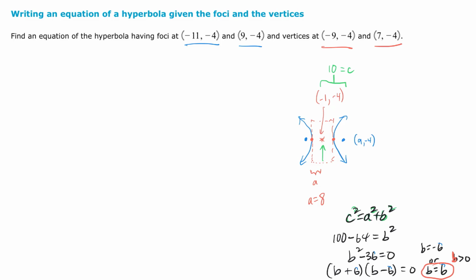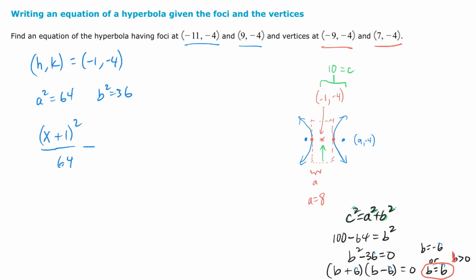Well, we know the center. Let's write all the information down. HK is equal to -1, -4. We know A squared. A squared is 64. And we know B squared is 36. And we know that it opens left and right, so the A squared is underneath the X. So X plus 1 quantity squared over 64 minus Y plus 4 quantity squared over 36 is now equal to 1.